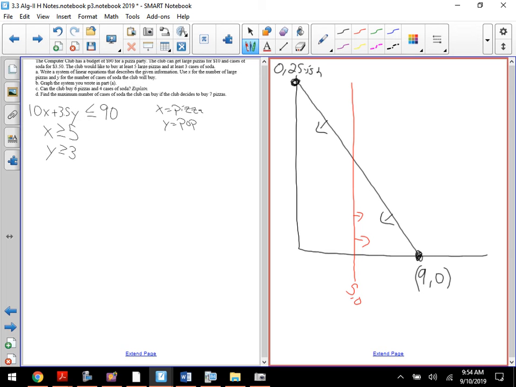Now here, it ran into the first budget equation, didn't it? So basically it's saying that if I buy 5 pizzas, how much money have I spent? I've spent $50. How many cases of pop can I buy then if I buy 5 pizzas? What I'm doing is I'm substituting it into the system of equations to figure out the missing value. Yes, sir.